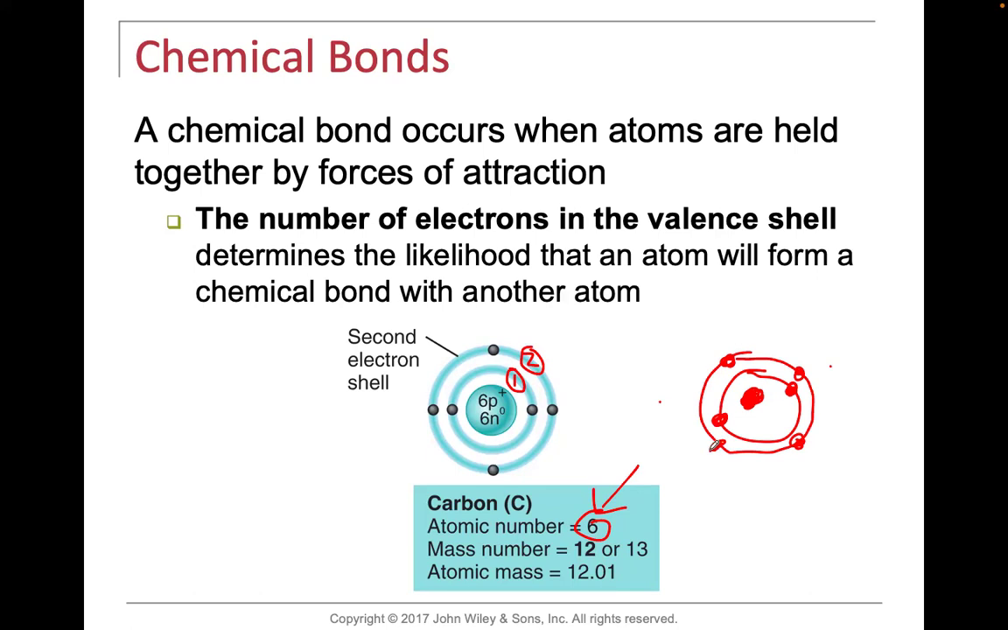Now, is that stable or unstable? The outermost layer, in order for stability, needs to have at least 8 electrons. Since this doesn't, this is very unstable, and carbon has to form a bond with something else. And it will, and it does.